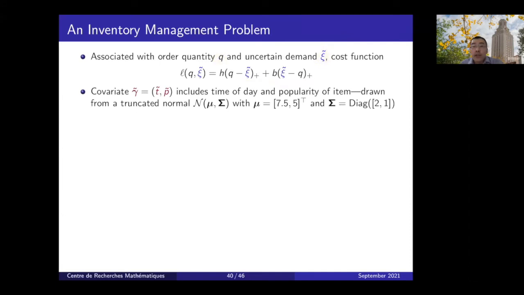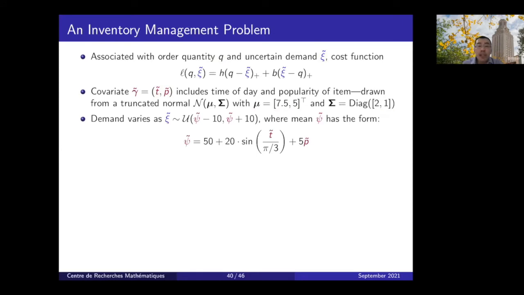So here we consider a two-dimensional side information vector comprising the time of the day T and the popularity of the product P. And this covariate vector is assumed to have a jointly Gaussian distribution with this mean and covariance matrix given here. We assume that the demand varies according to a uniform distribution centered at the random mean C that depends on the covariates in this way.